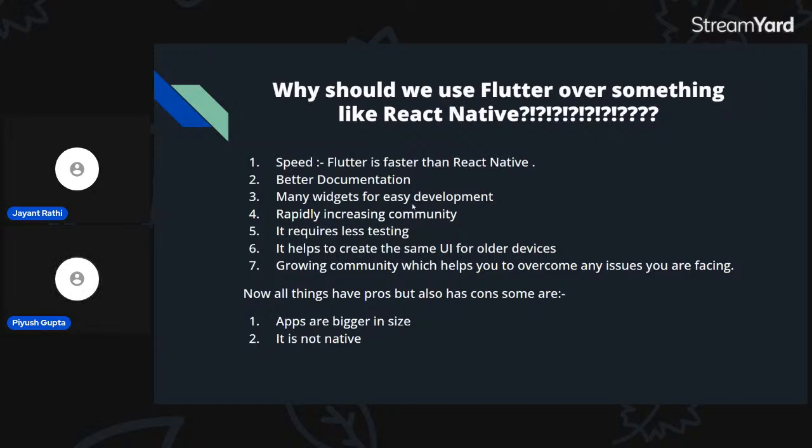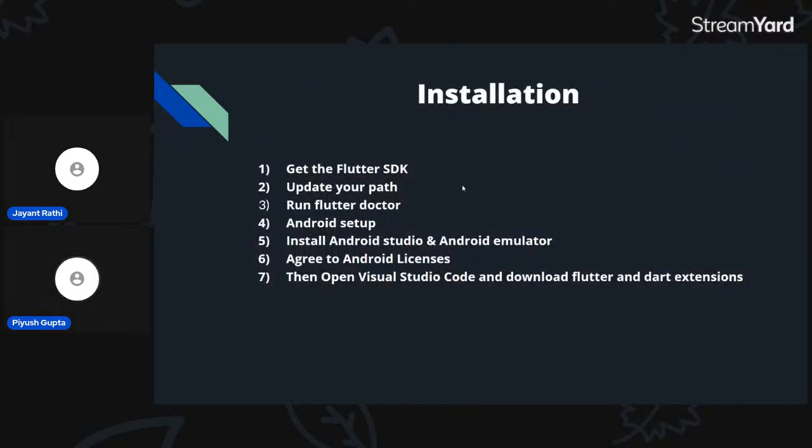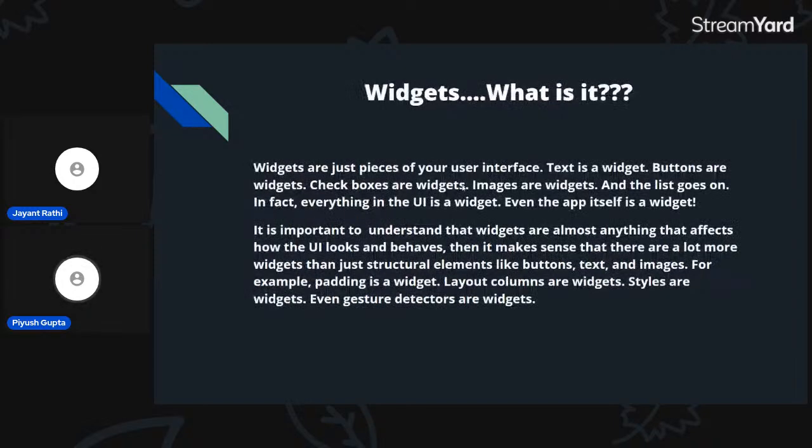Let me talk about the third point, widgets. Widgets are the pieces of the user interface, in which we segregate various elements like buttons, text, and images. All these are widgets. When we combine all these, we create a successful UI, which creates our app. So our app can also be called a widget.